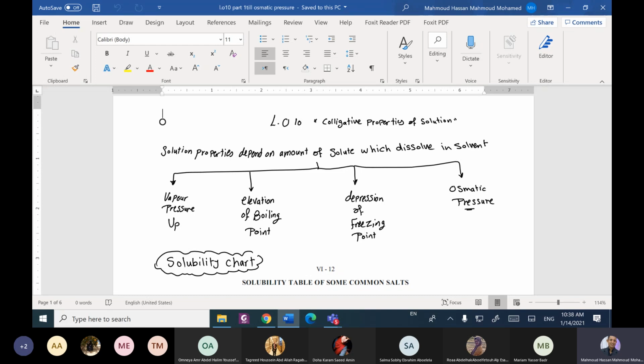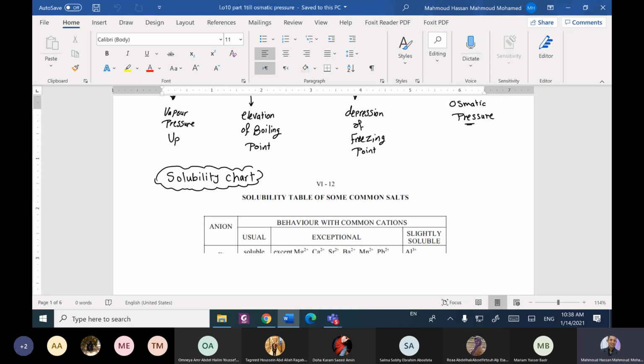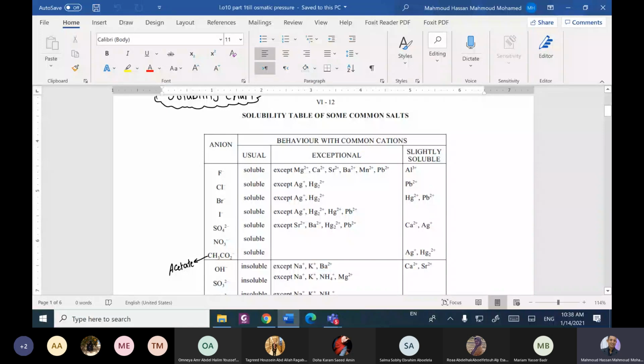Okay, if we return to the solubility chart, which determines the ability of the salts to dissolve, we'll find that the solubility depends especially on the anion, the negative part that comes from the acid. If we look at the fluoride anion, we'll find all the fluoride salts are soluble in water, except for some exceptions: magnesium fluoride, calcium fluoride, strontium fluoride, barium fluoride, manganese fluoride, and lead fluoride. All of them do not dissolve in water, and some are slightly soluble in water, like the aluminum salt. So we can return to this chart as an example.